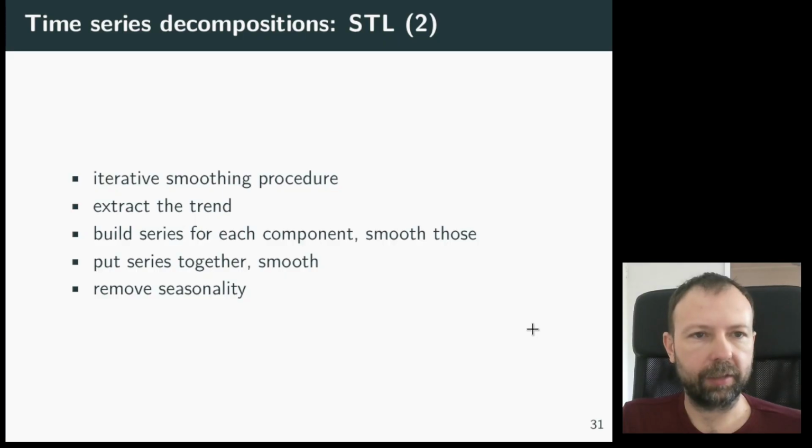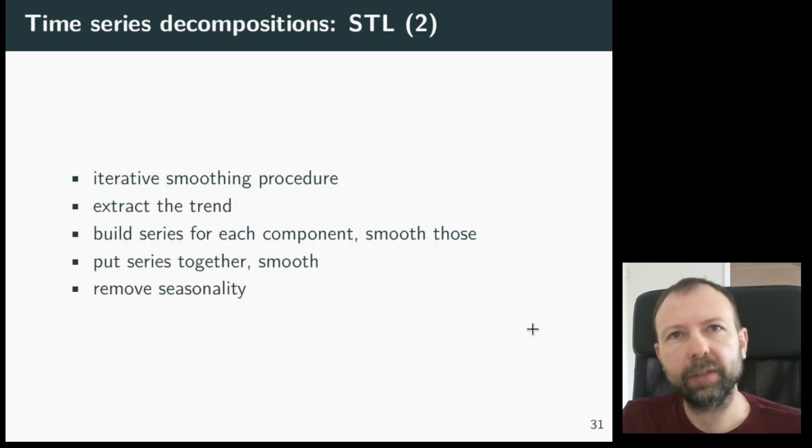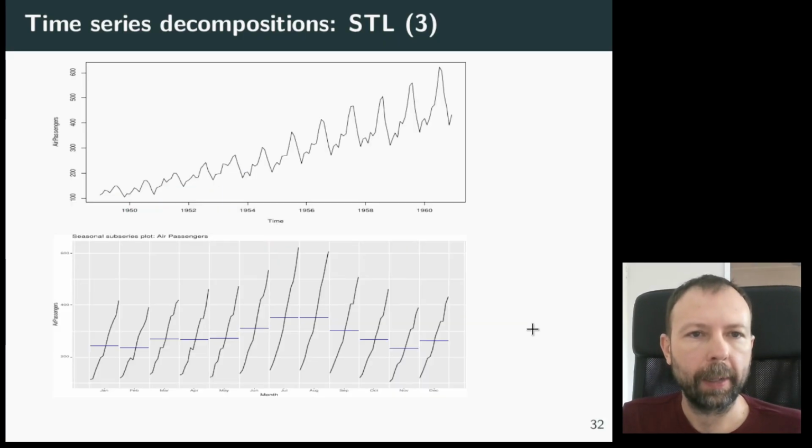Okay, so how does STL work? It's an iterative smoothing procedure. It first extracts the trend. It builds series for each component, then smoothes those, puts the series together, smoothes, and removes the seasonality. Actually, right now, I'm not too sure if it first removes the trend and then the seasonality or the other way around. But anyway, it basically just smoothes the series iteratively to get these components, and it removes these components, and then it continues smoothing to remove the other components.